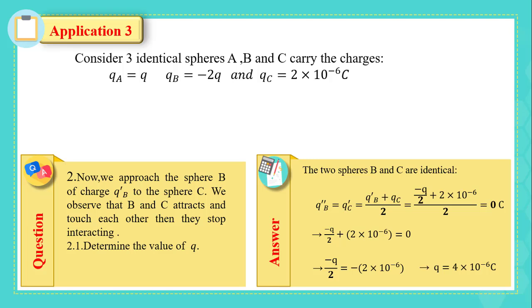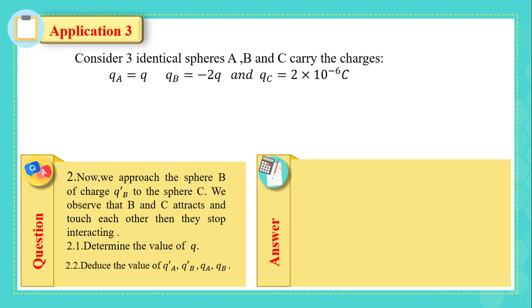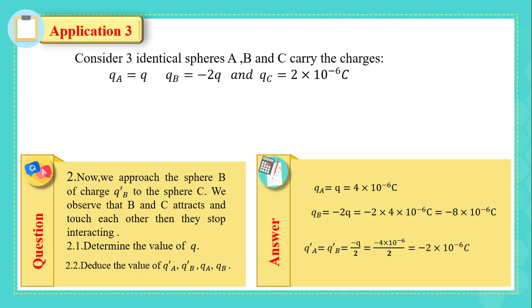Now in the second part, 2.2, deduce the values of Q prime A, Q prime B, QA, and QB. The answer: QA is equal to Q, which, as we see in the given, is 4 times 10 power minus 6 coulomb, and QB equal minus 2Q. We substitute the value of Q here, so QB will be minus 8 times 10 power minus 6 coulomb. To find Q prime A and Q prime B, they are identical and equal to minus Q over 2. The final answer will be minus 2 times 10 power minus 6 coulomb.